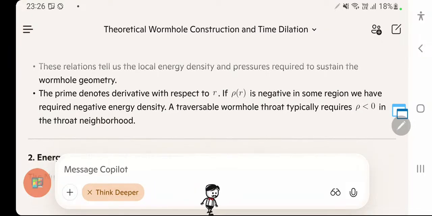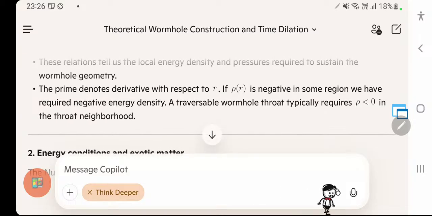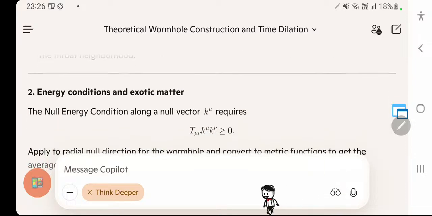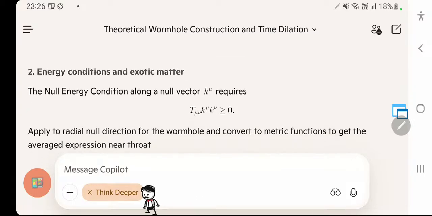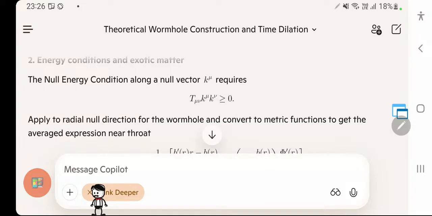The prime denotes the derivative with respect to r. If rho is negative, in some regions we have required negative energy density. A traversable wormhole throat typically requires this in the throat neighborhood. Energy conditions are violated. The null energy condition along a null vector is required. Apply to the radial null direction for the wormhole and convert to metric functions to get the expression in the throat.